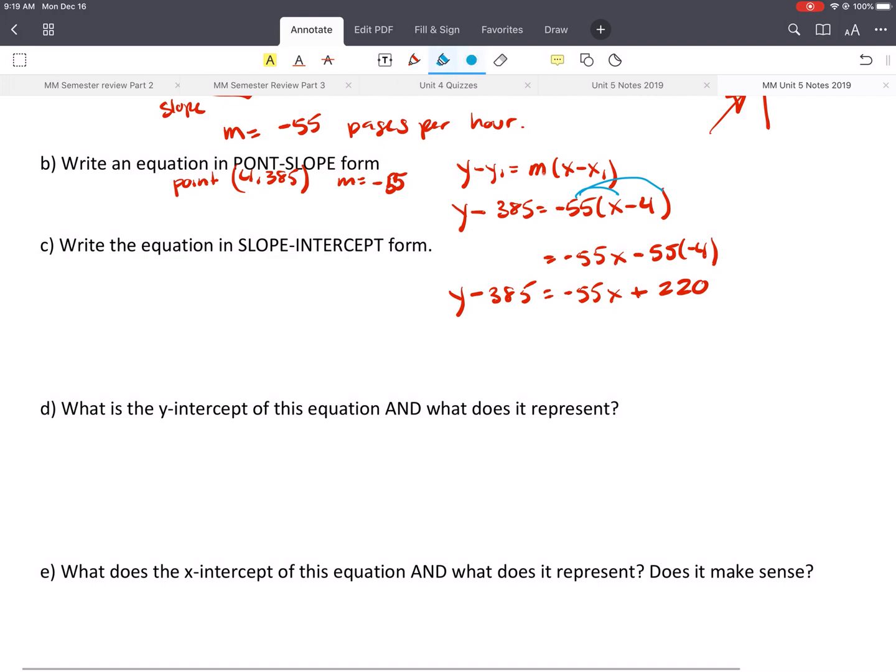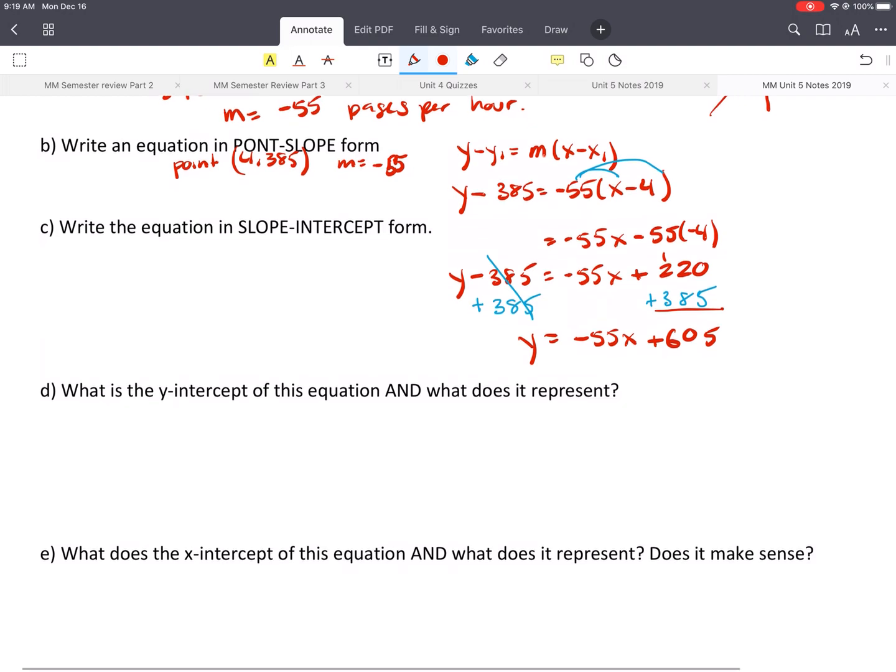Then the last step would be to get y by itself. So that's really what we need to do when we want slope-intercept, is just to solve for y. So we would add 385 to both sides. And we would end up getting y is equal to negative 55x plus, I guess it'd be 5, here would get 10, we'll carry the 1 and get 605. So that'd be our equation.